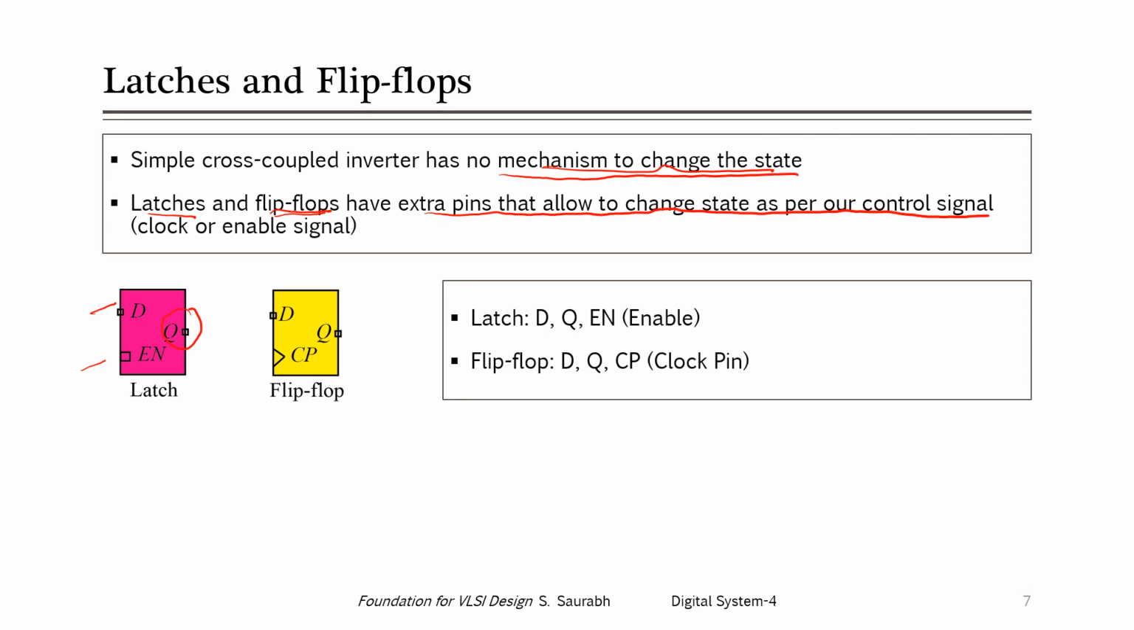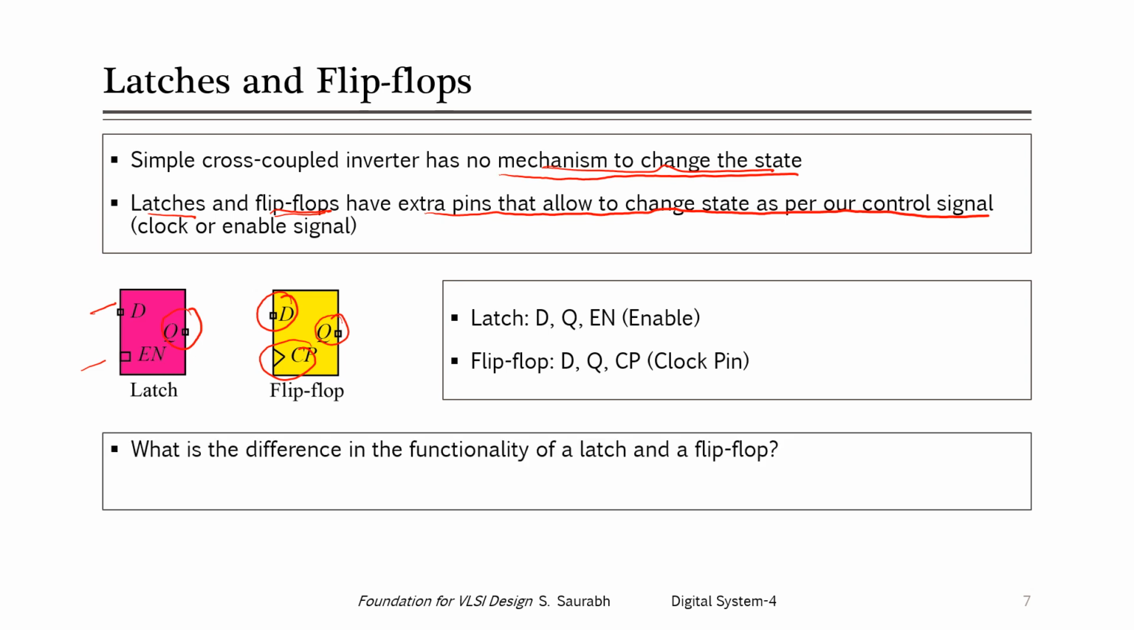Similarly, a flip-flop has got 3 pins. The simple D flip-flop has got 3 pins. D is the data pin, Q is the output pin, and CP is the clock pin that controls the reading and writing of the data to the flip-flop.